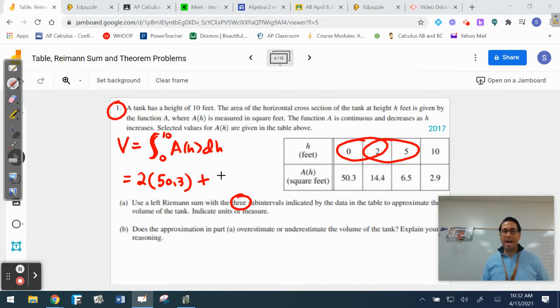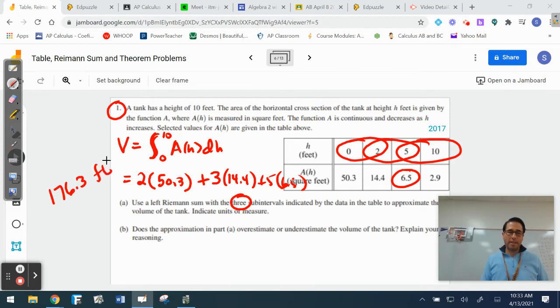It goes from 2 to 5, so that means that's going to have a width of 3. If I go from 2 to 5, the LRAM would be times 14.4. That's not the height of the rectangle, but the square feet for that particular region. And then the last one would be 5 to 10, so it'd be plus 5, and then you use the left side, which would be the 6.5. Now you're allowed to use a calculator on this one, so if you did it all correctly, you would get 176.3 cubic feet. Boom, that's it.